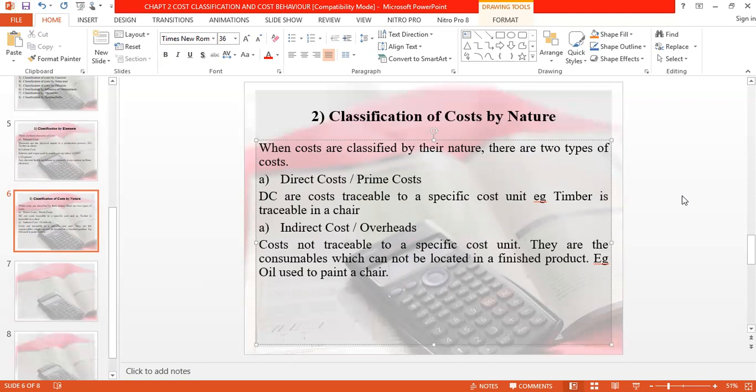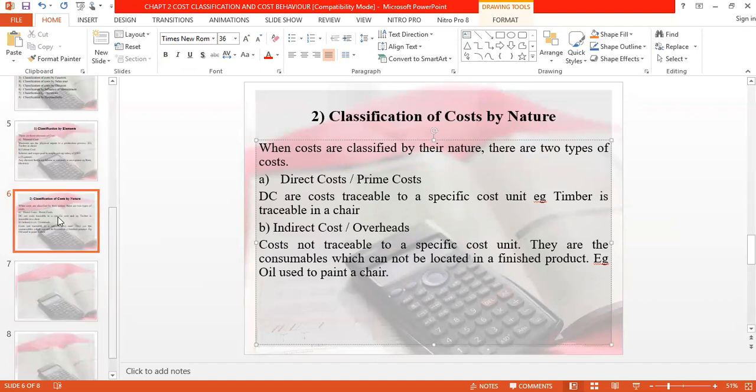You cannot touch the oil. It is not traceable. You cannot see it in the final product. Or even oil, fuel that is used in the machine that is used to make the chair. That is an example of indirect costs.